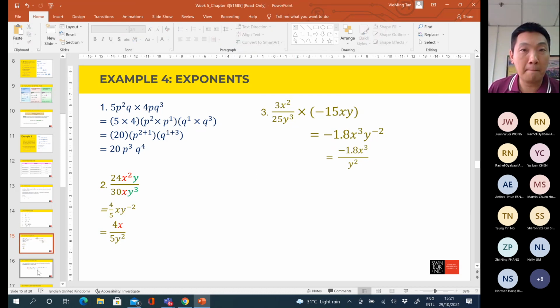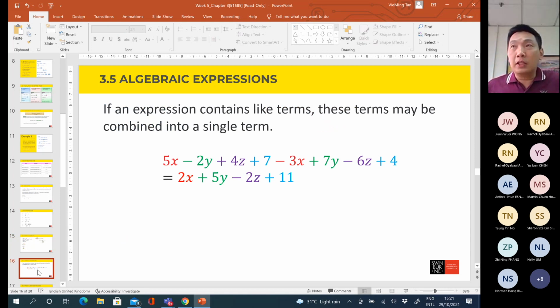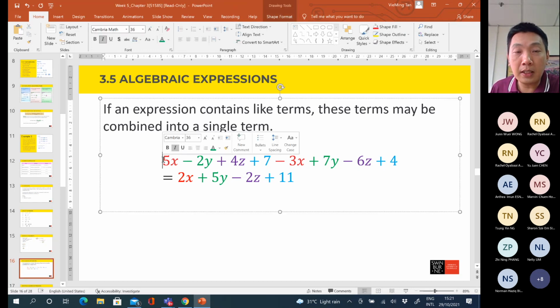All right, next. So just now you may find that the expression only involves multiplication and division activity of the base number. Now we are going to look at expressions that can involve plus and minus operations. Like for instance, this expression is like this: 4x, this is our 5x minus 2y plus 4z plus 7 minus 3x plus 4y minus 6z plus 4. You may find that this expression involves plus and minus activity for the base number now.